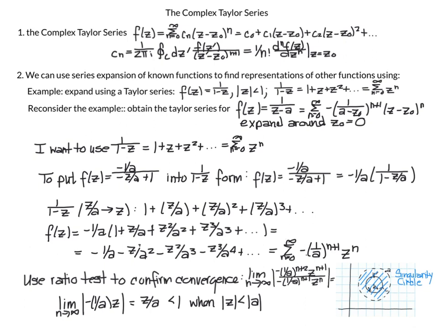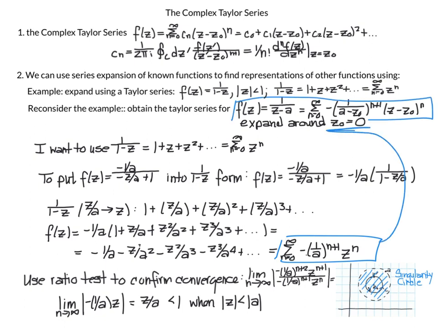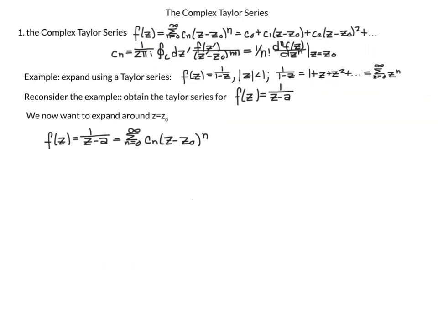Now we're going to go back to that little detail when we derived this formula. We expanded around z equals 0, but what if we really want to expand around z equals z naught? So we're going to look at our function again, our f of z equals 1 over z minus a. And we want it in this form. We want some sort of expansion, a polynomial expansion, but we want z naught to be our center as opposed to just 0.